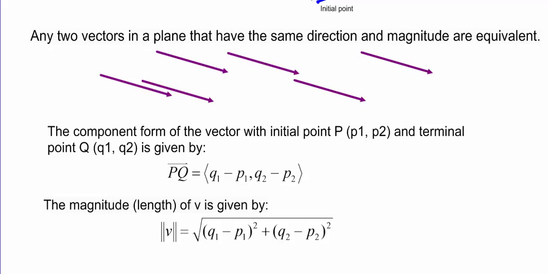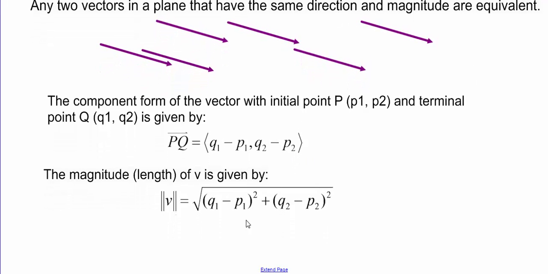And just some quick terminology on this first slide. Any of these vectors you see here would be equivalent because they are pointing the same direction and they are of the same length, therefore they're the same direction and magnitude. Okay, now again down here we have some notation.